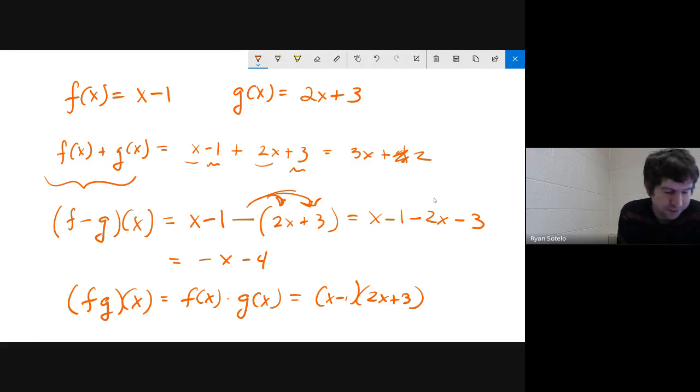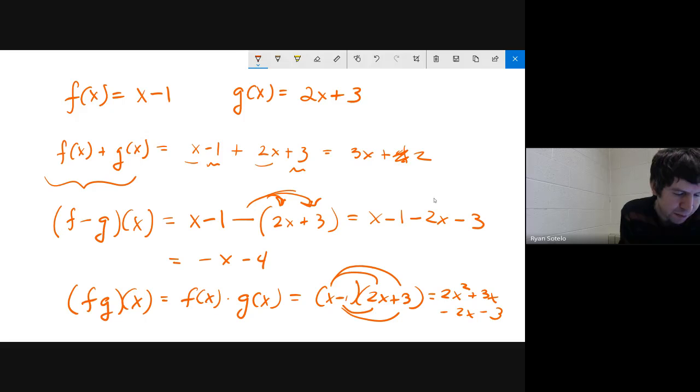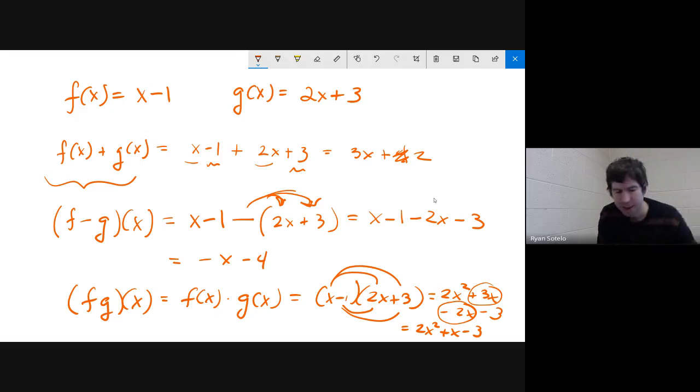And you're just going to do FOIL, where you do the first, the outside, the inside, and the last, or whatever method you're used to. So I'd get 2x squared. I would get 3x. I would get minus 2x. And I'd get minus 3. And then I could combine the x terms, the like terms. So I could say that ultimately this was 2x squared plus x minus 3. And that's how I would multiply my two functions.